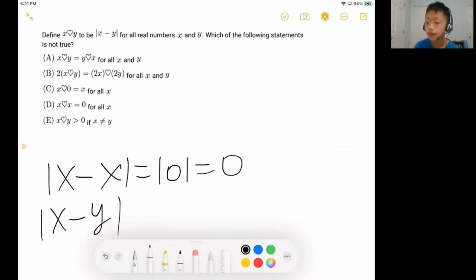So after eliminating all the choices, we're just left with choice C. And we find that C is the right answer.